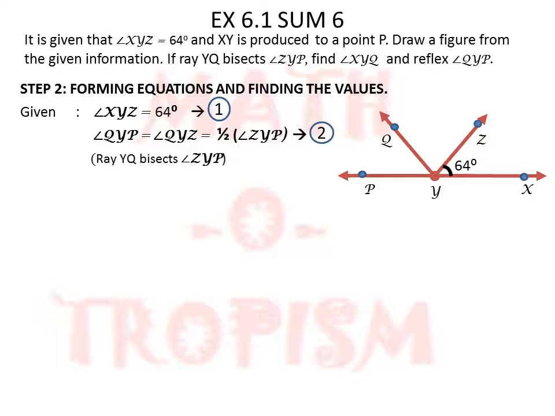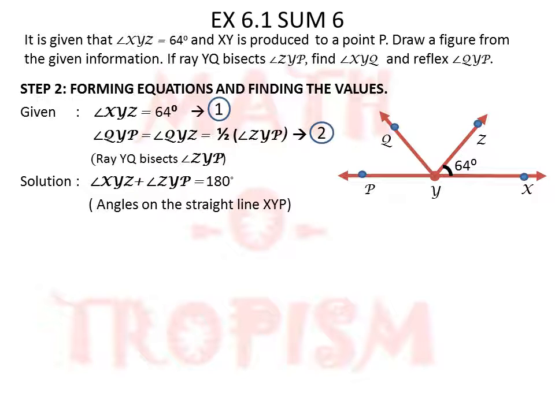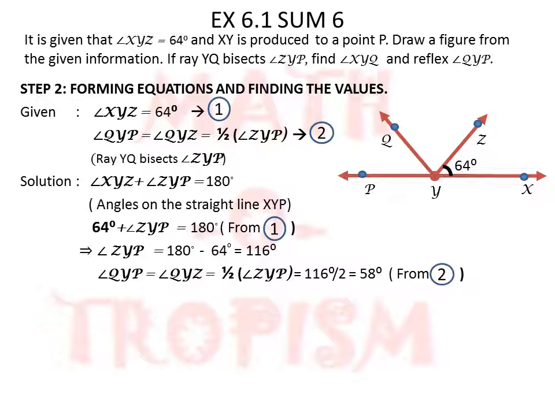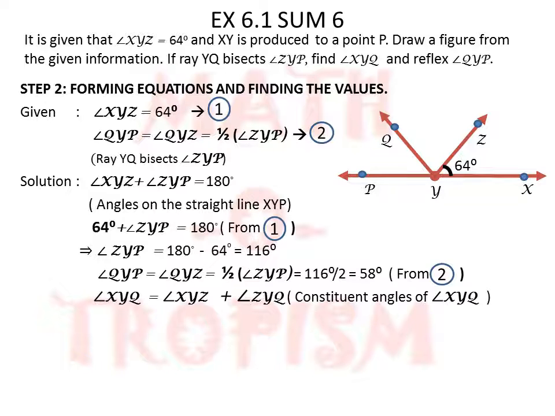When we are considering the straight line XYP, we get XYZ plus ZYP is equal to 180 degrees. So from this we can find angle ZYP is nothing but 180 minus angle ZYX, which is 64 degrees. So that comes to 116 degrees. Now we got 116 degrees as ZYP. Now from equation 2, half of this value will be the angle QYP. So angle QYP will be half of ZYP, which is 116 divided by 2, which is equal to 58 degrees.